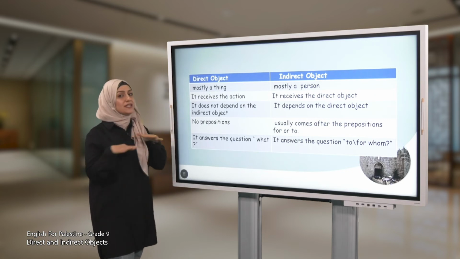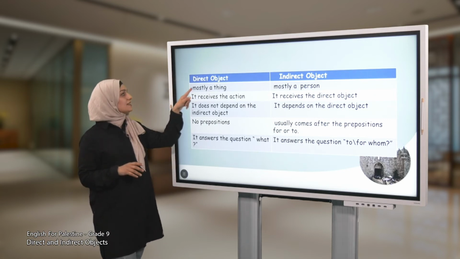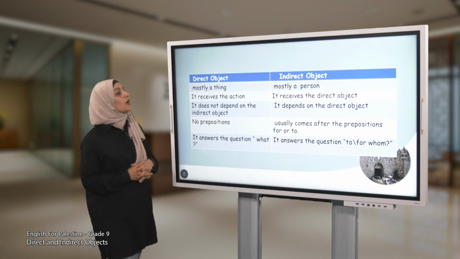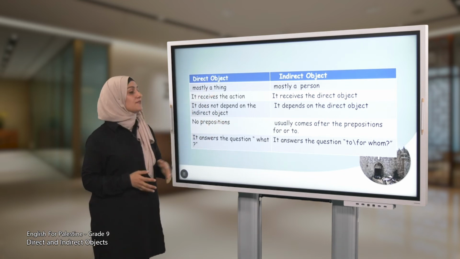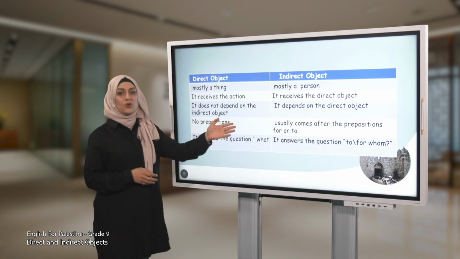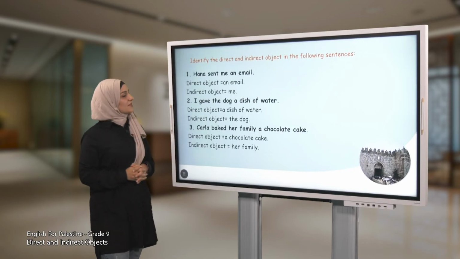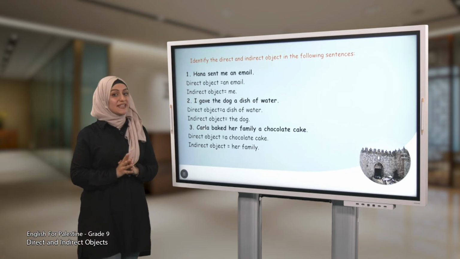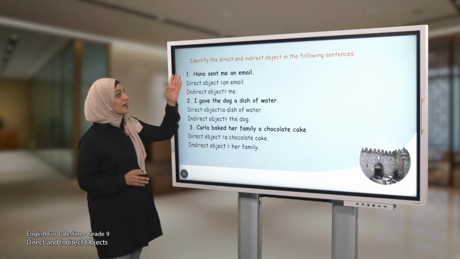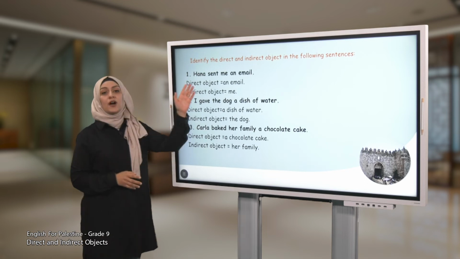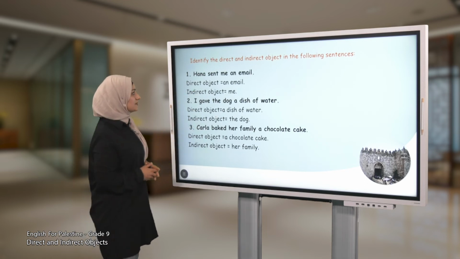Notice that we don't need to use any prepositions with the direct object, while the indirect object usually comes after the prepositions for or to. And the direct object answers the question, what? While the indirect object answers the question, to whom or for whom. Okay, now I want you to check your understanding and try to identify the direct and the indirect objects in the following sentences. Let's start.